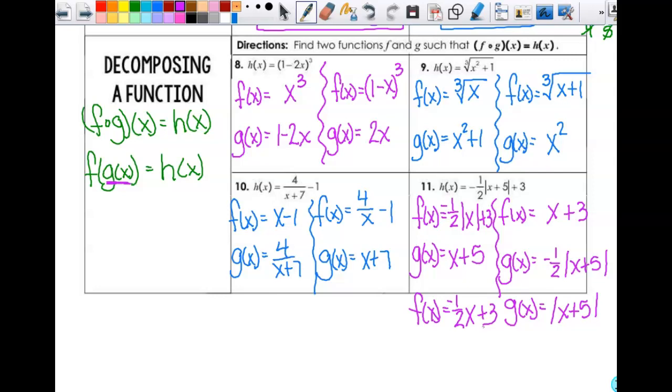What questions do you have? Anything? You can do compositions? Yes? Awesome.